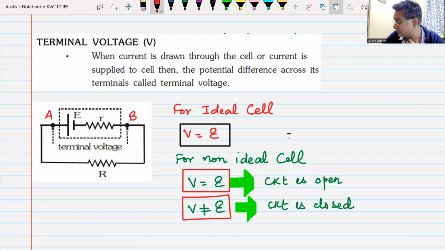Have you noted this down? Let me know once you are done.